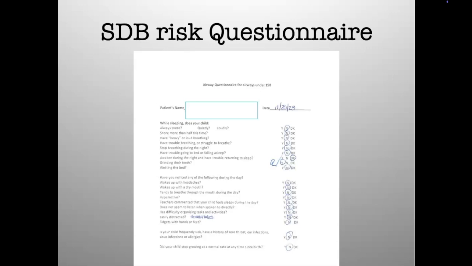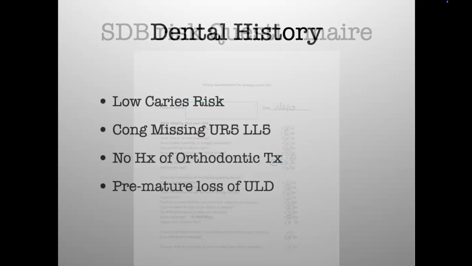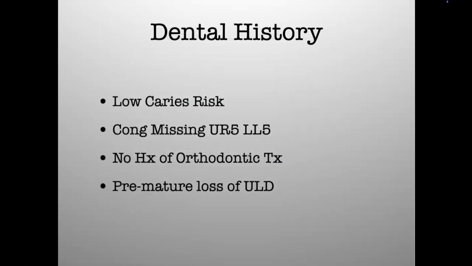Some grinding of the teeth. It could be airway related, could also just be transitional dentition related, bite related, so not really sure there, but good information to know. And then a dental history, so low caries risk overall. There's some congenitally missing teeth, which we'll look at later. No history of orthodontic treatment, and there was premature loss of the maxillary left primary first molar.